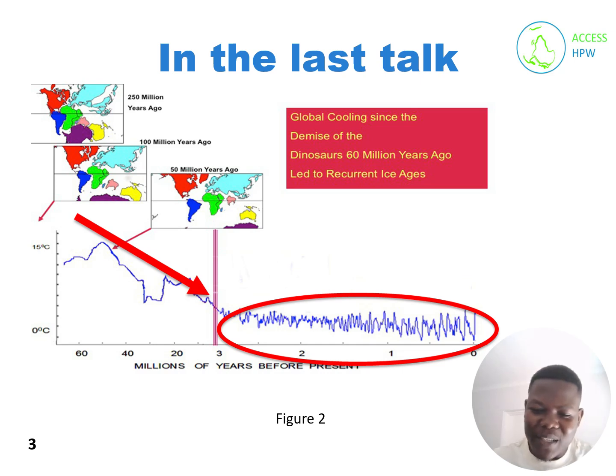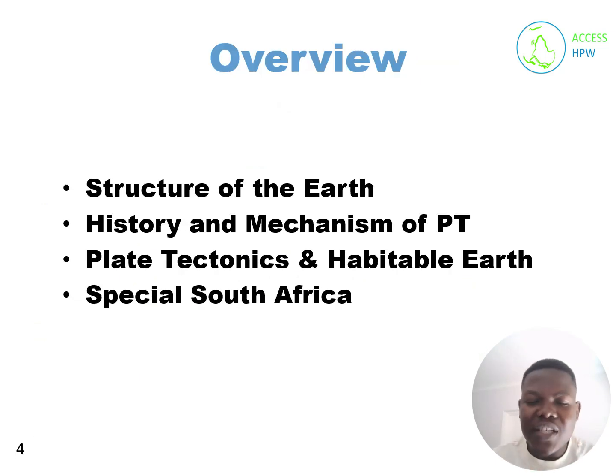I hope now you are with me. So to answer that question, we're going to look into the structure of our Earth. Here we're going to look into how our Earth looks from the inside and how our Earth looks from what? From the outside. We're also going to look at the history and mechanism of plate tectonics. Here we're going to be looking at how the theory of plate tectonics came about, and what other theories help justify the plate tectonics theory. We're also going to look into how plate tectonics make our Earth what? Habitable. And also we're going to look into why South Africa is a special place in a special time.